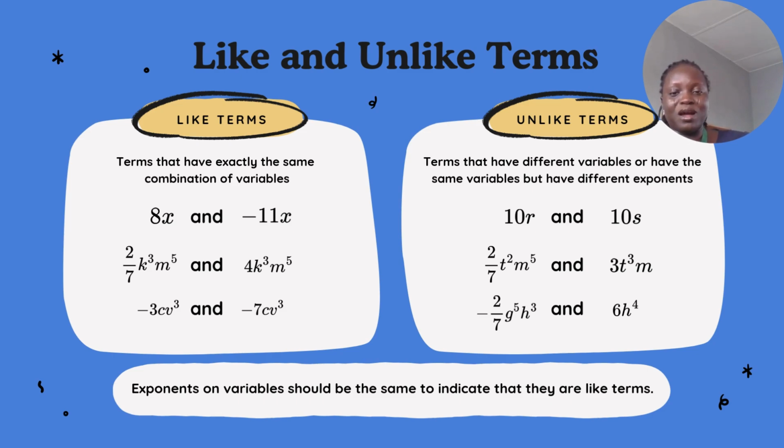Then the third one, we have minus 3cv cubed and minus 7cv cubed. You can see the powers we have on the letters, they are the same.